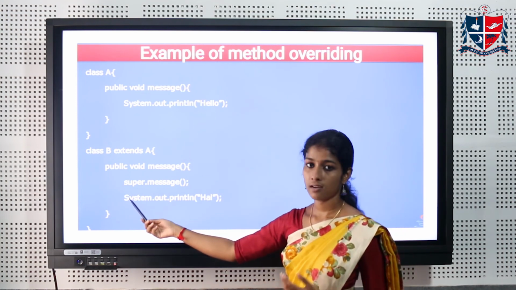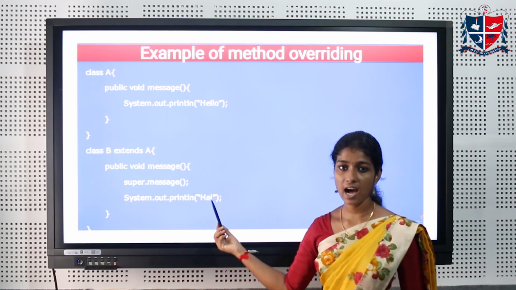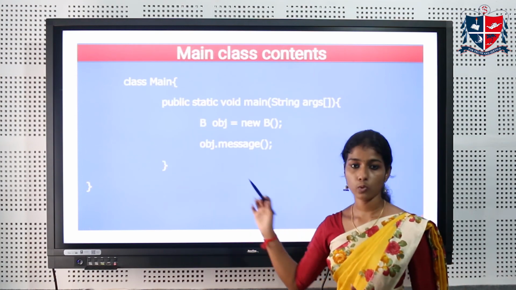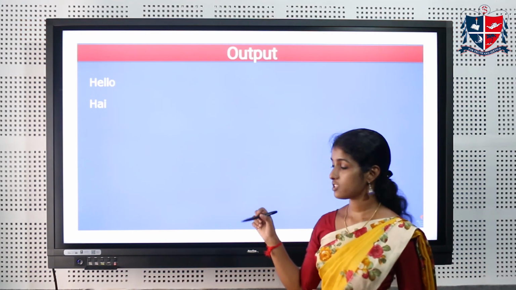Then the control comes back here. This statement will get executed. That is, hi gets printed. Then control comes back here and the program will end. So this is the output of this particular program. That is, first hello gets printed and then hi gets printed.